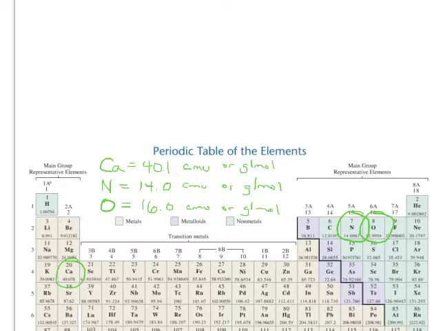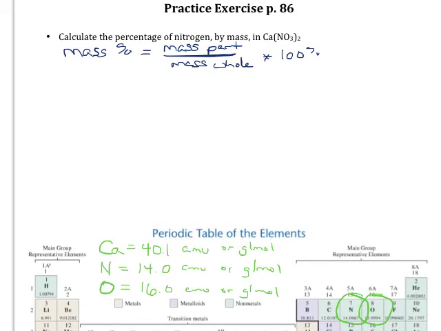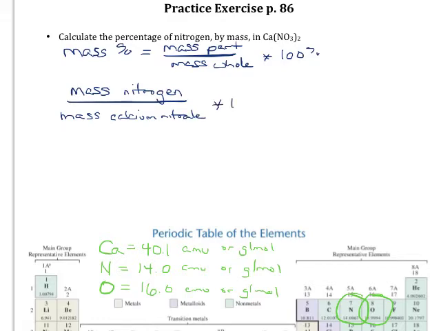or grams per mole. So if I look back up at this calculation, find the mass percent of nitrogen. The mass of the part that I care about is the mass of the nitrogen, and the mass of the whole is the mass of the whole thing. So I'm going to set this up as mass nitrogen over mass calcium nitrate, and again multiplying that by 100 to make it a percentage.